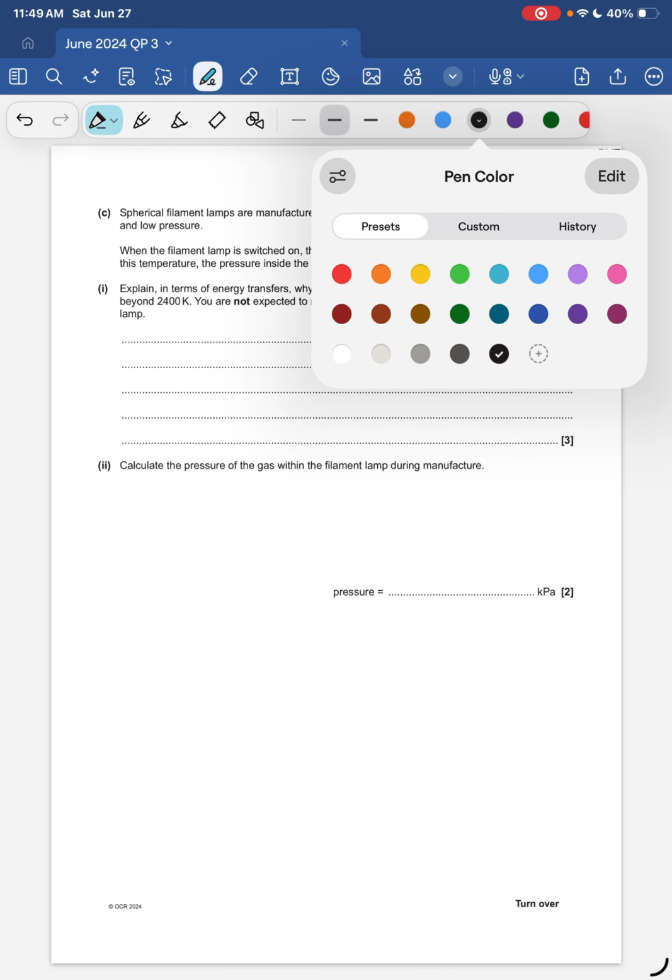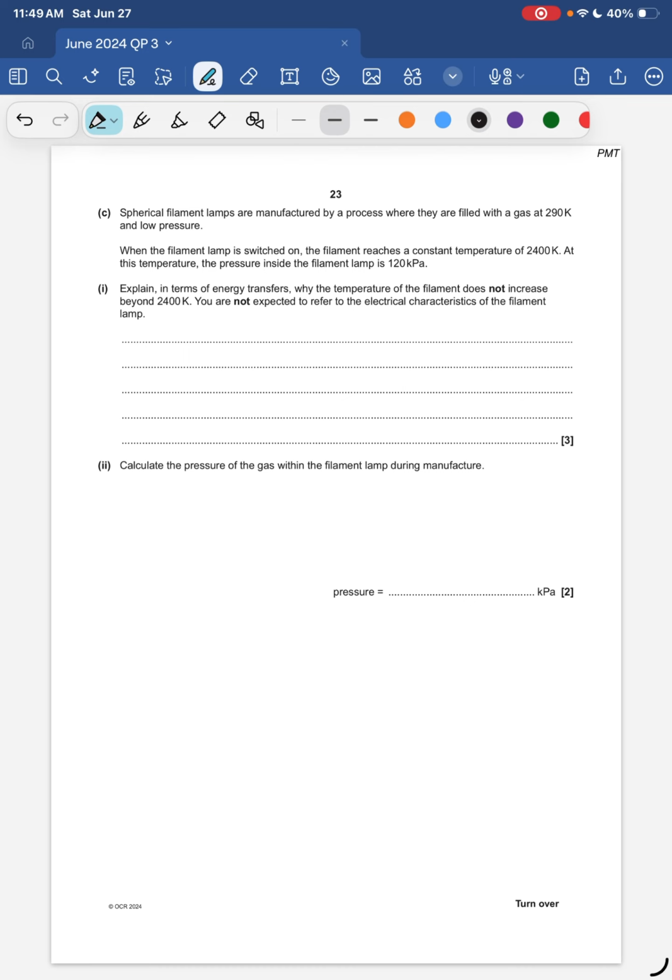Spherical filament lamps are manufactured by a process where they are filled with a gas at 290 kelvins and low pressure. When the filament lamp is switched on, the filament reaches a constant temperature of 2400 kelvins. At this temperature, the pressure inside the filament lamp is 120 kilopascals. Question I. Explain in terms of energy transfers why the temperature of the filament does not increase beyond 2400 kelvins. You are not expected to refer to the electrical characteristics of the filament lamp.